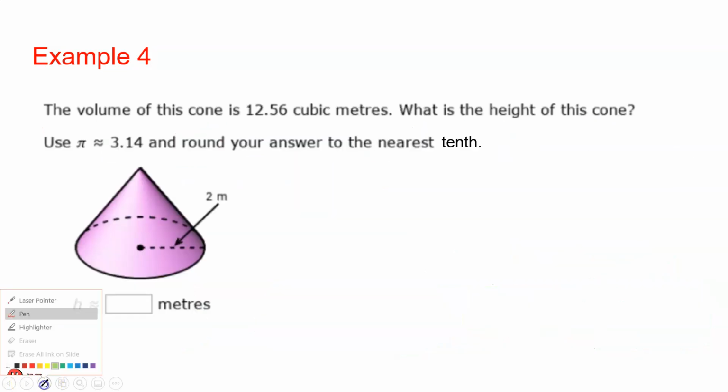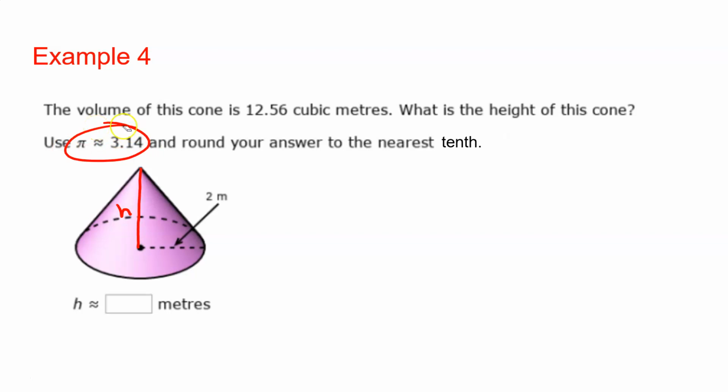Okay. Example number 4. It says the volume of this cone is 12.56 cubic meters. What is the height of this cone? Use pi equivalent to 3.14 and round your answer to the nearest tenths. So again, our job is to find this height. They don't give it to us, right? That is our job. We're going to approximate. It's not going to be perfect, right? We're using 3.14. It's not going to be exact, but it's going to be very, very close.